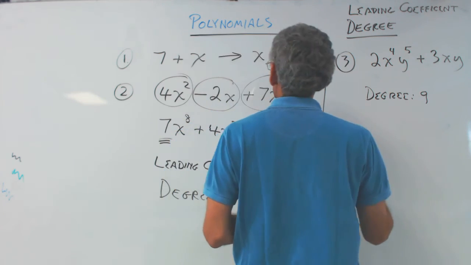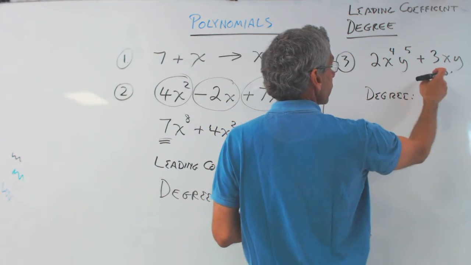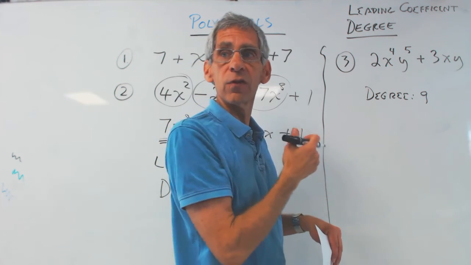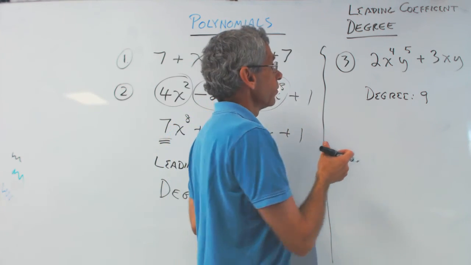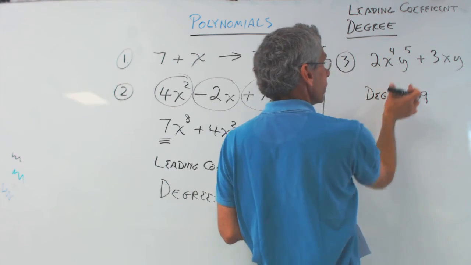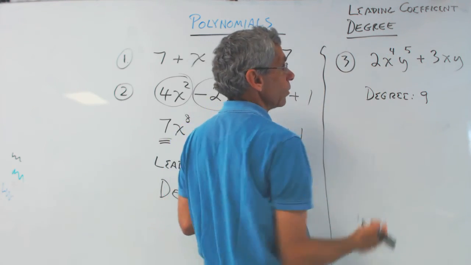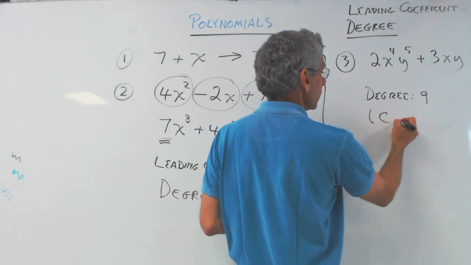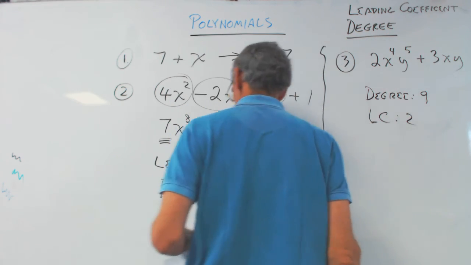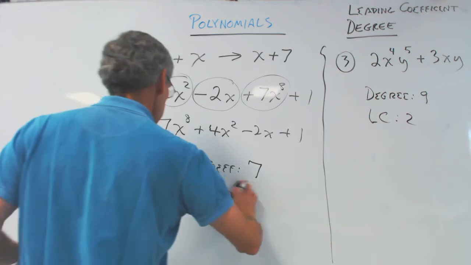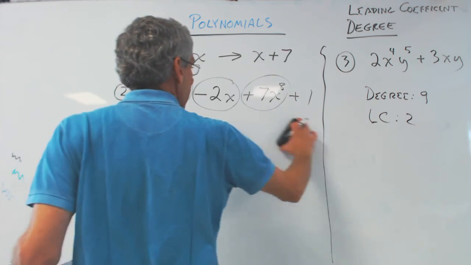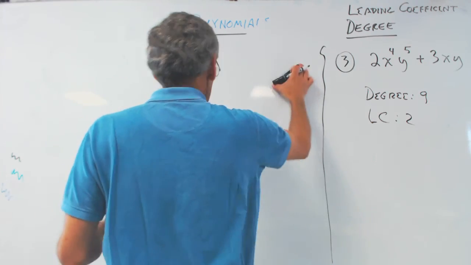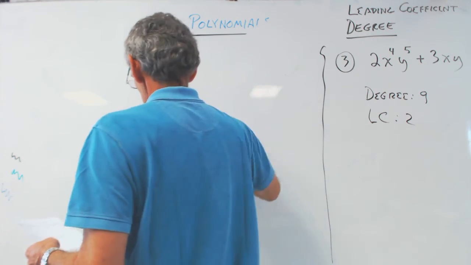What if it's not part of one term? Well, if I had 2x to the 4th plus 3x to the fifth, I put the x to the fifth first, right? But since they're together, I have to add them. So that's degree 9. What's my leading coefficient? 2. Leading coefficient is 2. Exactly. Can we just write L, C, and D? That's fine. Okay, L, C, D.